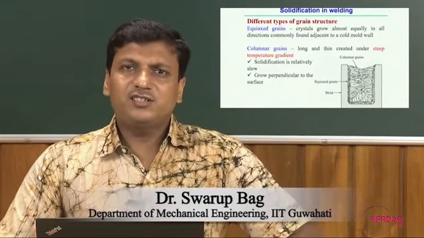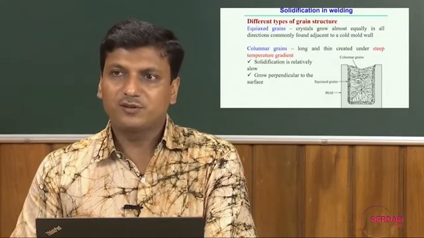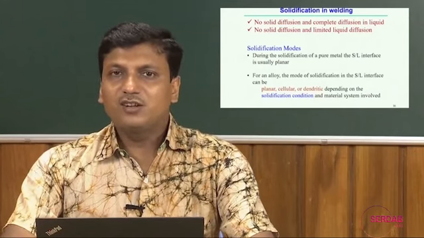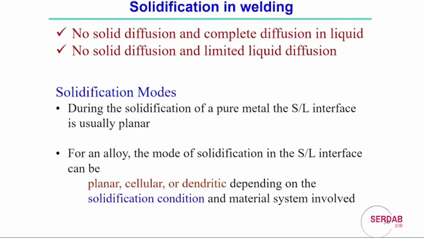So these are the kinds of grain structure we normally observe in the solidification process. There are other types of binary alloy systems: no solid diffusion with complete diffusion in the liquid, which we generally observe, and no solid diffusion with limited diffusion in the liquid. In that case the solidification behavior becomes more complicated. These two types of solidification behavior are beyond our scope.